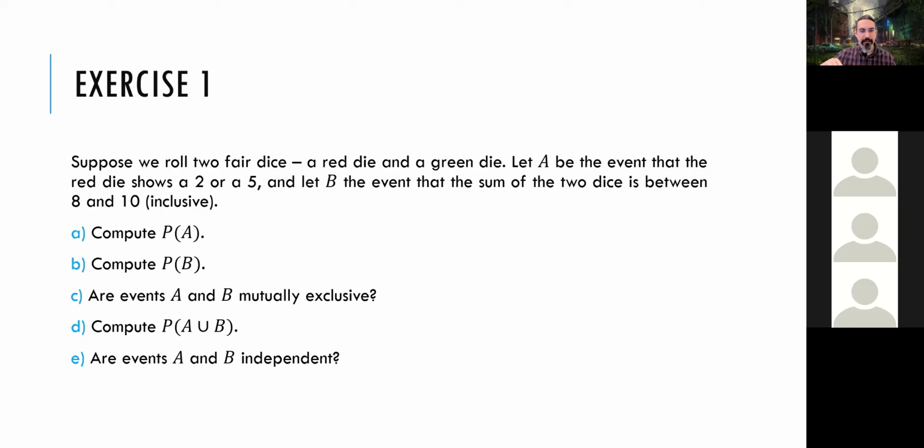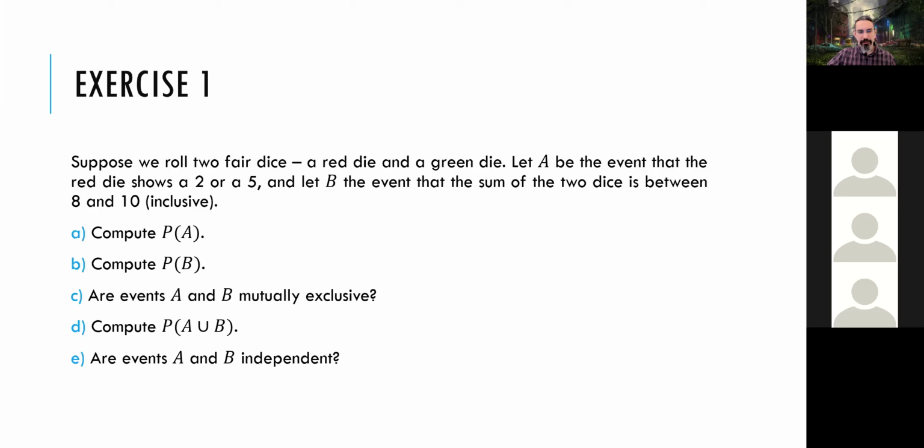So it asks us to calculate the union of A and B, the probability of the union of A and B. Now, we know that this can be calculated by adding the probabilities of A and B together and then subtracting the probability of the intersection, which we have already found. So 1 over 3 plus 1 over 3 minus 1 over 9, which makes 5 over 9.